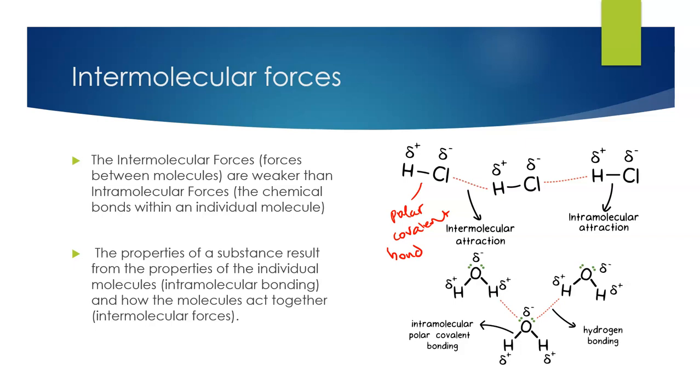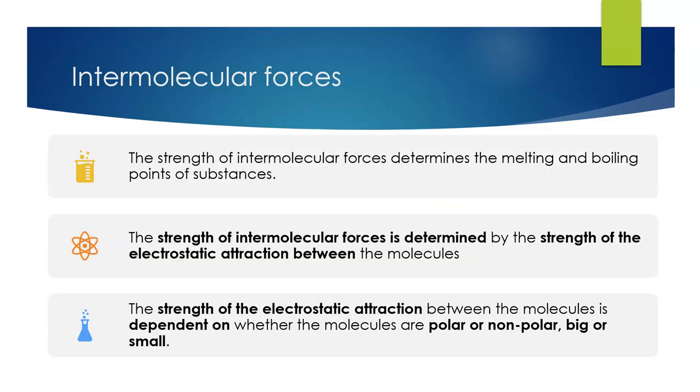Okay, so the properties of the substance result from the properties of the individual molecules, the intra in terms of how they chemically react, and then also how the molecules act together. Okay, so a lot of our physical properties will come from the interactions between individual molecules in a substance. The strength of the intermolecular forces determines the melting and boiling points. The strength of the intermolecular forces is determined by the strength of the attraction between the molecules, okay? Remembering that electrostatic attraction is between positive and negative charges.